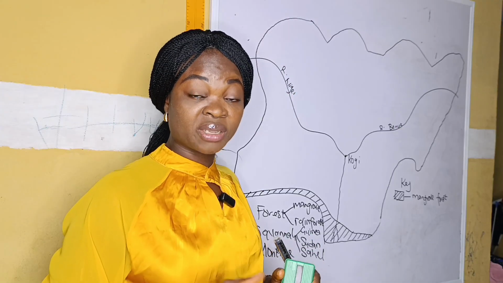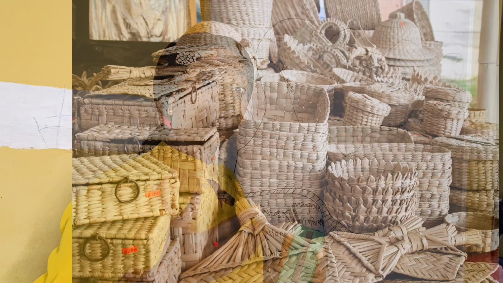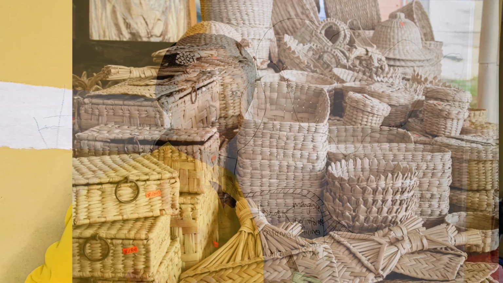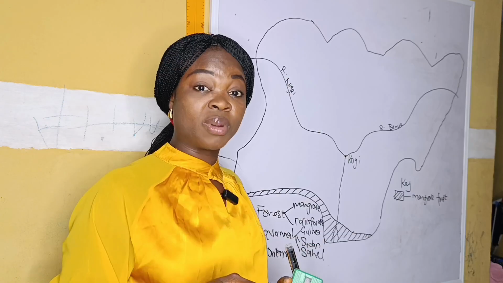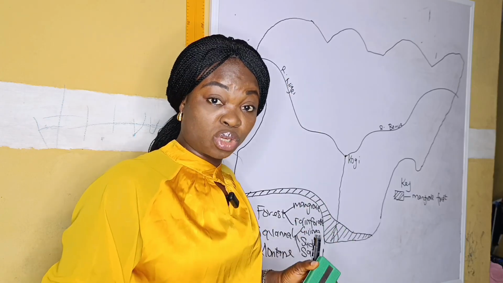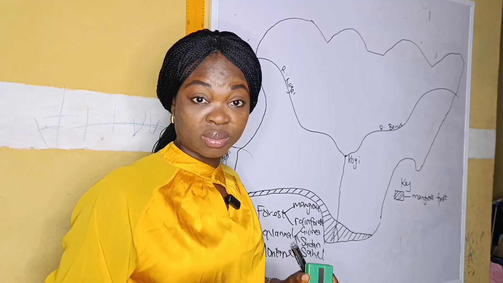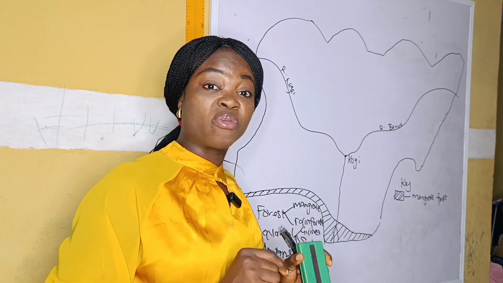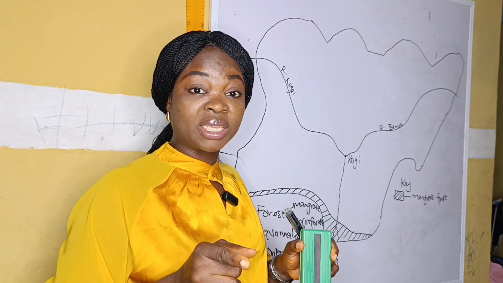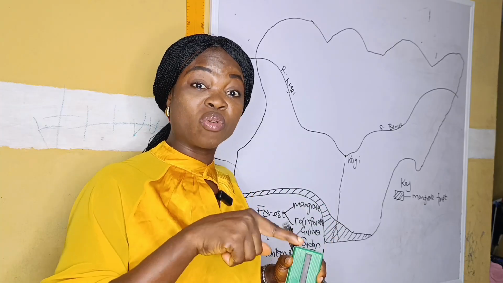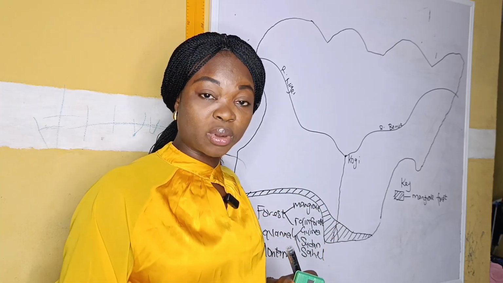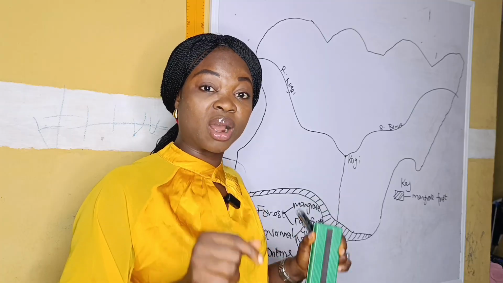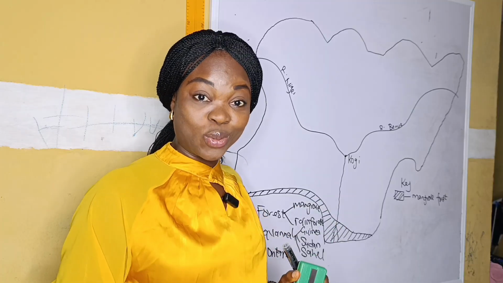Importance of mangrove forest. First, raffia palm can be used for basket making, bag making, and even palm wine can be gotten from raffia palm. White mangrove and red mangrove can be used for construction of furniture in the house. Fishing activity is done in mangrove forest. Farming activities, especially mangrove rice, is important, and it is done in mangrove forest. So we are done with mangrove forest.